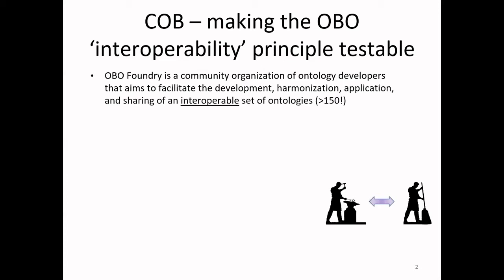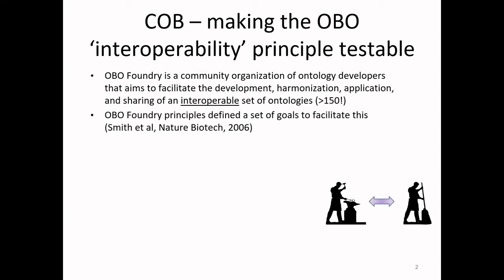And what do I mean by that? So OBO, specifically the OBO Foundry, is a community of ontology developers that aim to facilitate the development, harmonization, application, and sharing of an interoperable set of ontologies. At this point, there's over 150 ontologies and counting. The OBO Foundry was initiated in 2006 and defined a set of goals and principles that should facilitate the ability to make this set of harmonized interoperable ontologies.